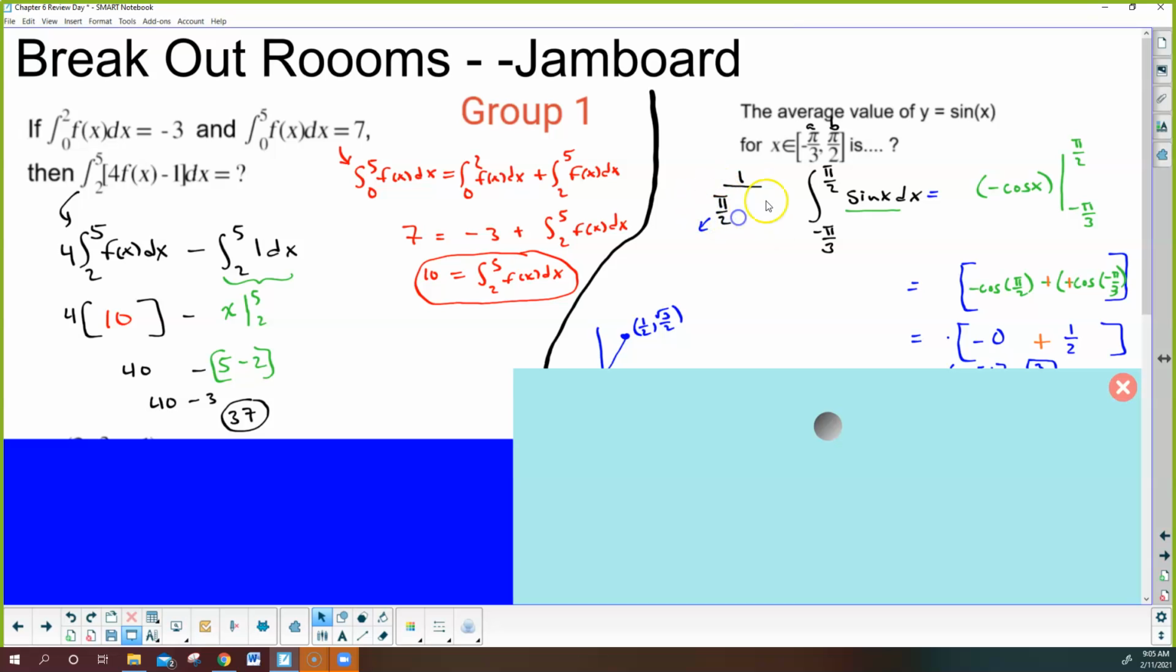So we get pi over 2 minus negative pi over 3. And then if I'm going to combine those, they need the common denominator. So I'm going to times this by 3, and I'll get 3 pi over 6. That's the same as pi over 2. And then this is going to be a plus because subtraction of a negative. And then we're going to times this by 2. So I'll get 5 pi over 6.